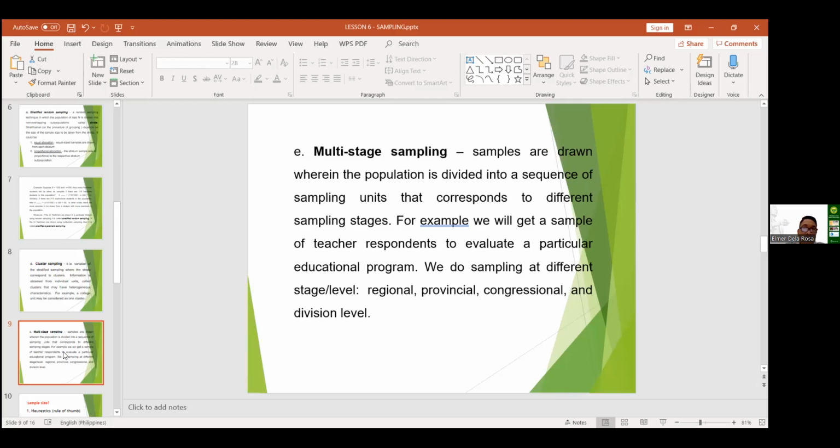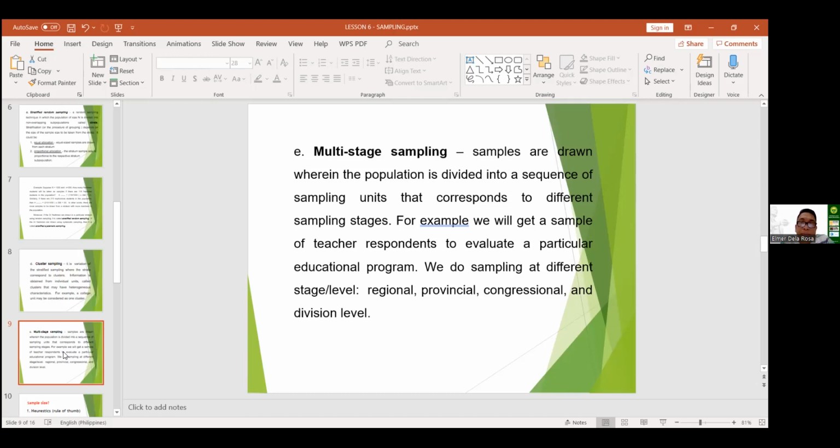So, multi-stage sampling, wherein the population is divided into sequence of sampling units that correspond to different sampling stages. So, for example, we would like to get a sample of teacher respondents to evaluate the effectiveness of an intervention program developed by the national office, for example, of DepEd. And we want to have teachers as our evaluators. We cannot ask all teachers in the entire archipelago to do it, so we do sampling.